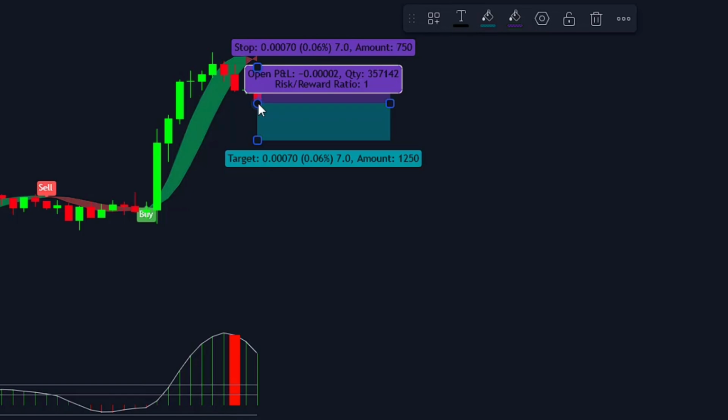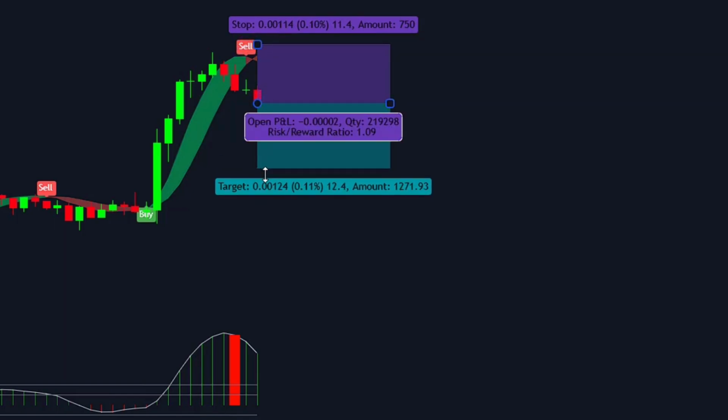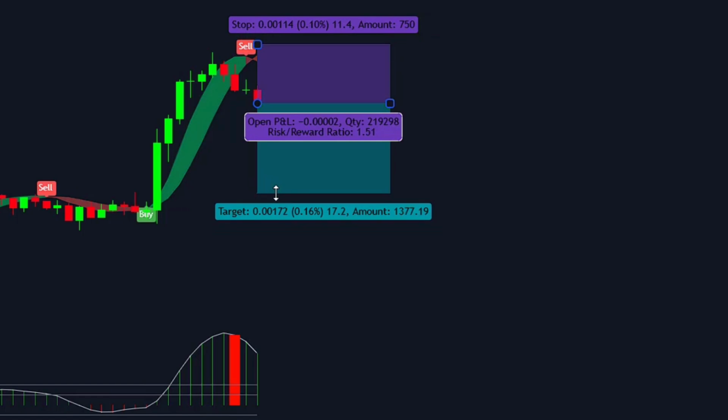Now let's see how to use these trading setups in real time. When the Hull Butterfly Oscillator gives a bearish reversal signal, wait for confirmation. When the Hull Trend Indicator gives a sell signal and the market forms a bearish candle, place a sell order. Set your stop loss at the previous market high and use a risk to reward ratio of 1 to 1.5.